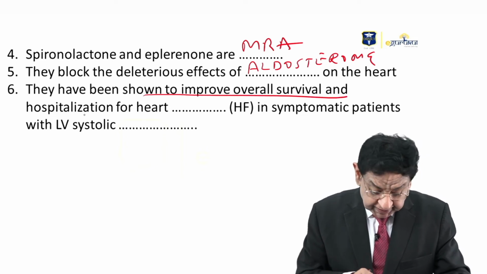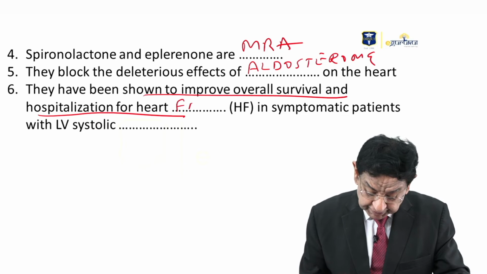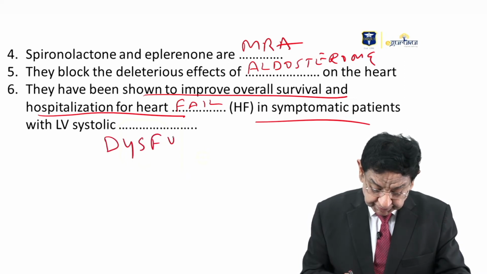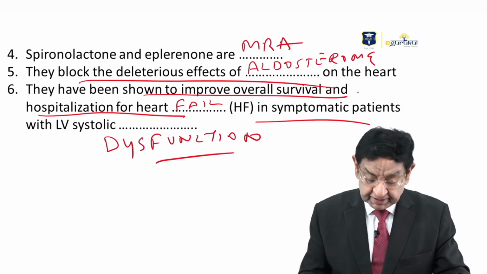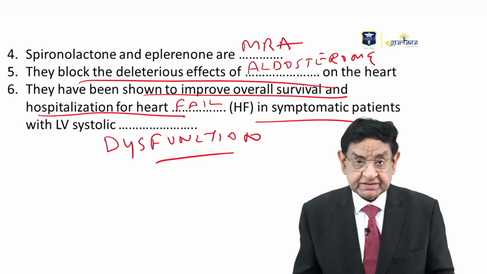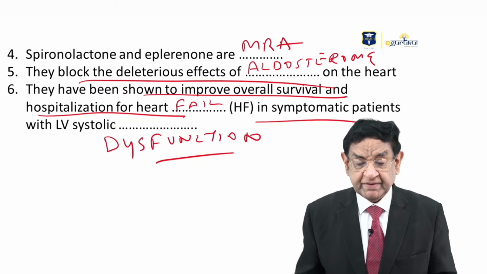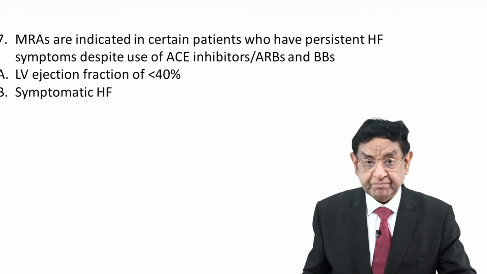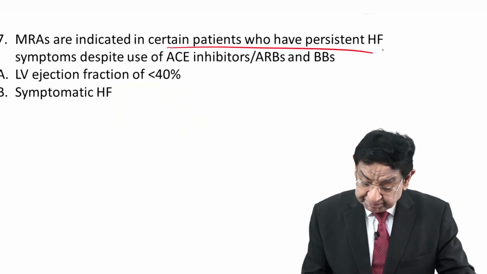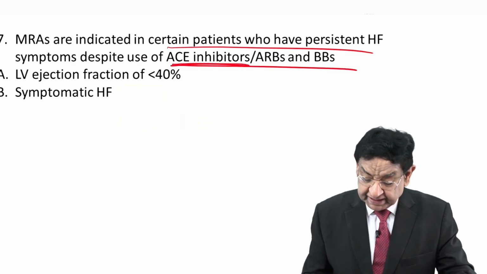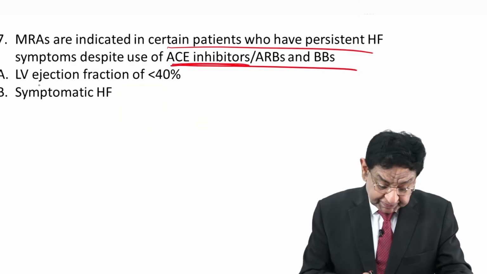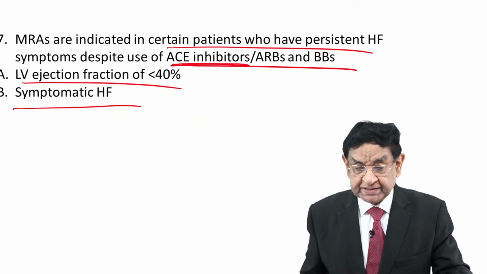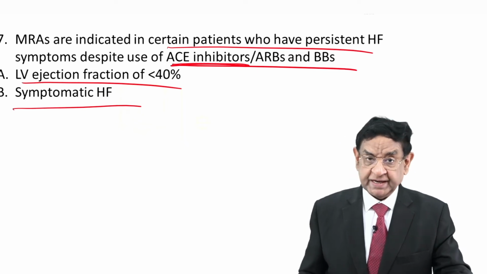They have been shown to improve overall survival and hospitalization for heart failure patients, especially symptomatic patients with LV systolic dysfunction. They have a direct action on the myocardium as well as a diuretic action. The double advantage is why they benefit patients of heart failure, especially after MI. MRAs are indicated in certain patients who have persistent heart failure despite use of ACEI, ARB and beta blocker, especially when the LV ejection fraction is less than 40%, or symptomatic heart failure. In such a condition, despite use of ACEI in particular, if the patient still has problems, then we can add these drugs.